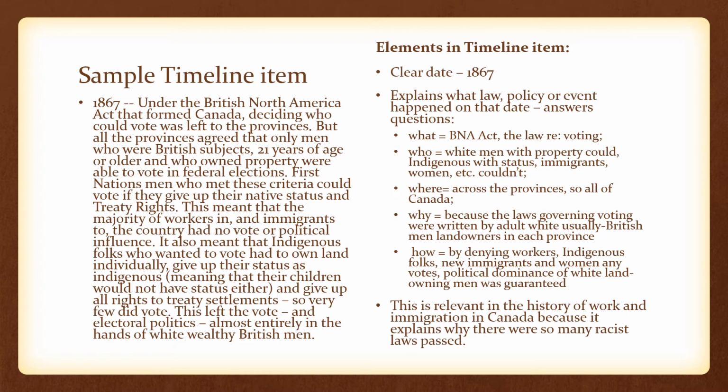So First Nations men, Indigenous men who met these criteria could vote if they were willing to give up their native status and their treaty rights, right? This meant that the majority of workers in and immigrants to the country had no vote or political influence. It also meant that Indigenous folks who wanted to vote had to own land individually, and most Native people own land collectively, had to give up their status as Indigenous, meaning that their children wouldn't have Native status either, and give up all rights to any treaty settlements. So very few Indigenous people did. So this left the vote and electoral politics generally almost entirely in the hands of white, wealthy British men.